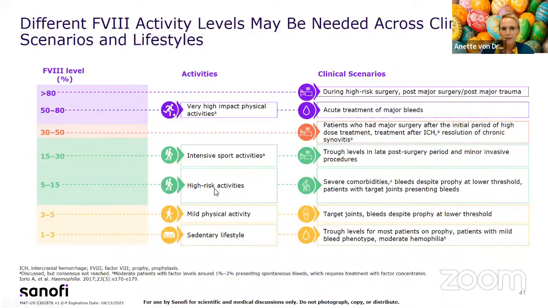So think about, for your patients, once you go up with physical activity, maybe it's more appropriate to raise the factor levels, trough levels. And then, of course, if you come to intense sport activities, you might really need to be higher. And the highest levels we need when we go into surgery, or life-threatening bleeding, of course.